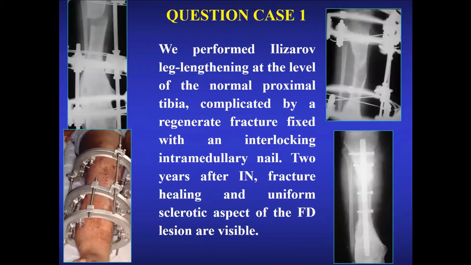We performed Ilizarov leg lengthening at the level of the normal proximal tibia, unfortunately complicated by a regenerate fracture fixed with an interlocking intramedullary nail. 2 years after intramedullary nailing, fracture healing and uniform sclerotic aspect of the FD lesion are visible.